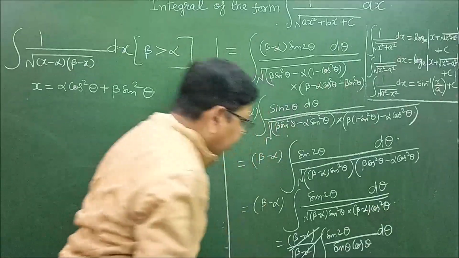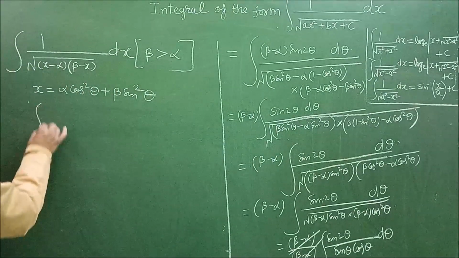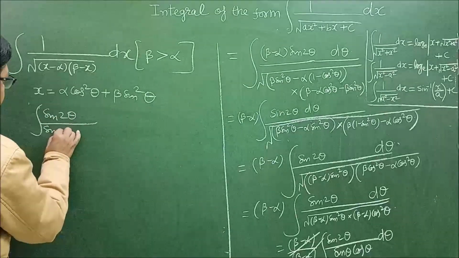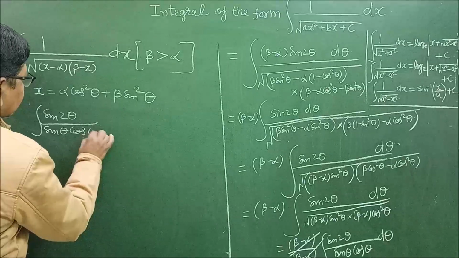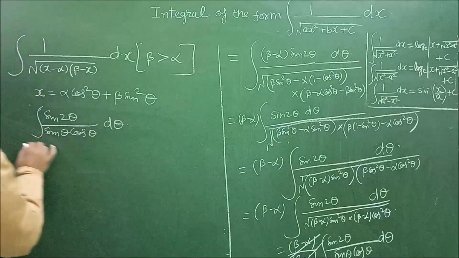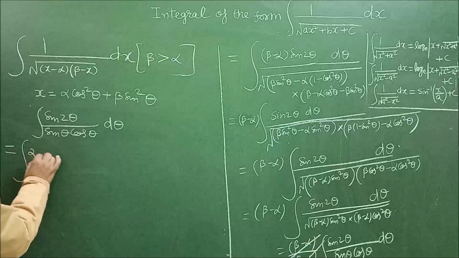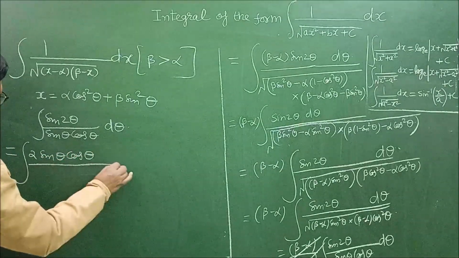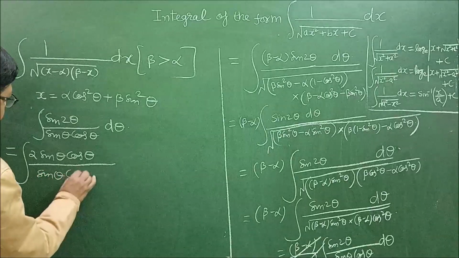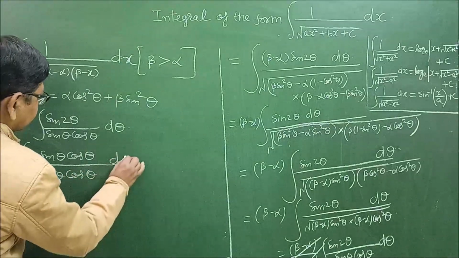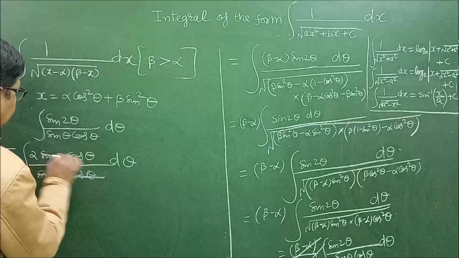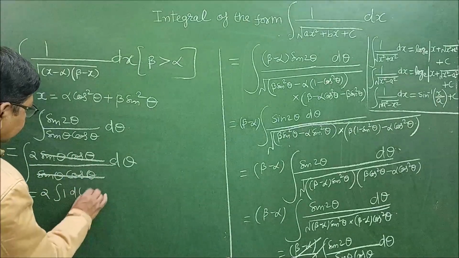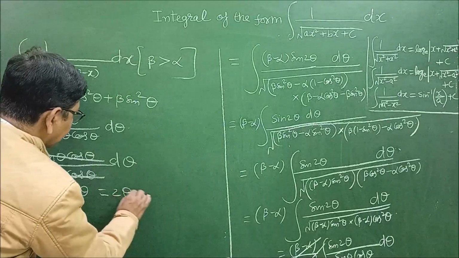The integral of sin 2 theta upon sin theta cos theta d theta is equal to the integration of 2 sin theta cos theta, the formula of sin 2 theta, upon sin theta cos theta d theta. Sin theta cos theta cancels, 2 is a constant, integration of 1 d theta is equal to 2 theta plus c.